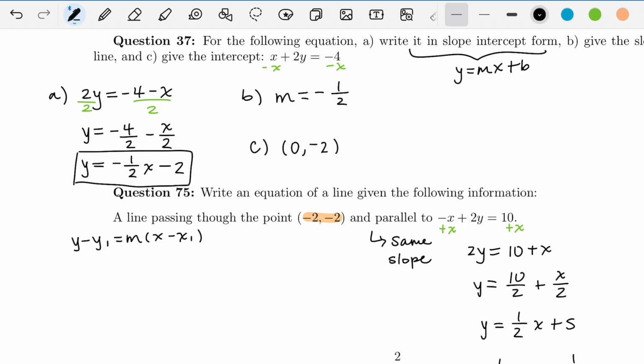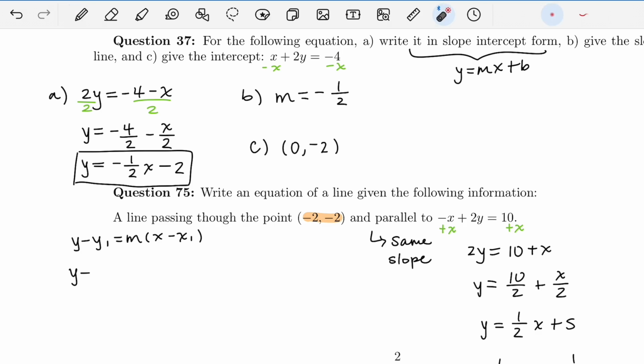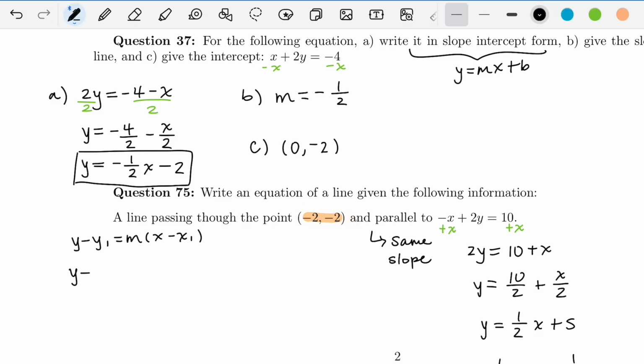All right, plugging in our given information, we have y minus. Now we have to be careful with our signs here. Point-slope form is this here. These minuses are there to stay. So we're going to take y minus whatever our y value is, and this is minus 2. So we have to plug in this whole minus 2 in for y1.